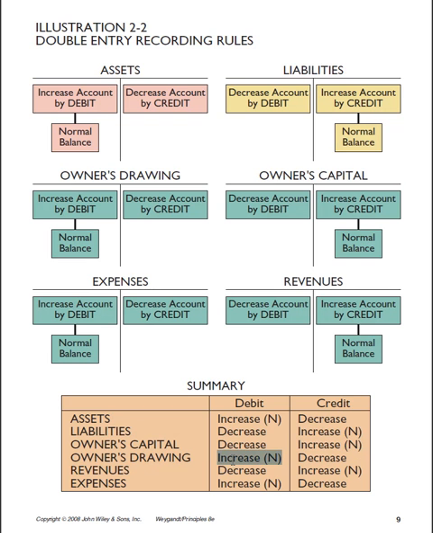Normal balance. If we increase drawings, it's a normal balance. So that's going to be a debit. Revenues increase. Normal balance is a credit. Expenses, we increase with a debit. Normal balance. Go over that if that's still unclear, or just post in class.